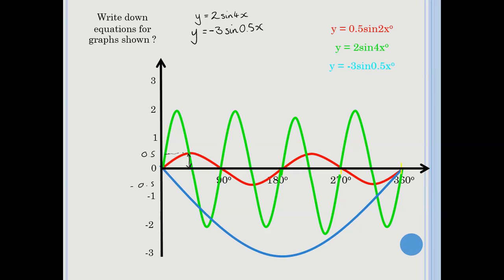It's very interesting how, even though all three of these lines are sine graphs, they look so different. And it's all to do with the numbers that have been placed in and around them.